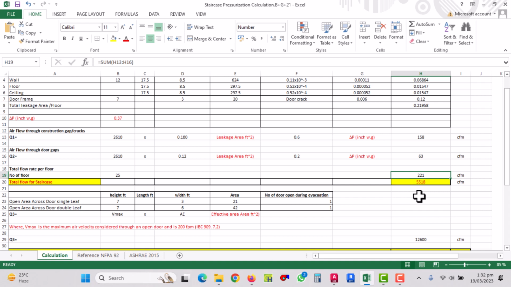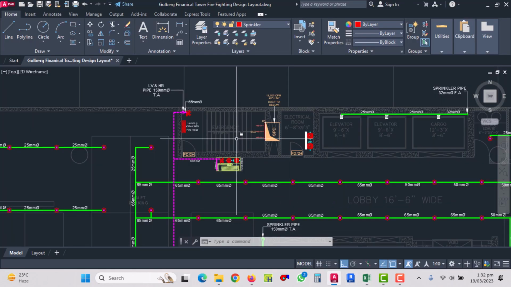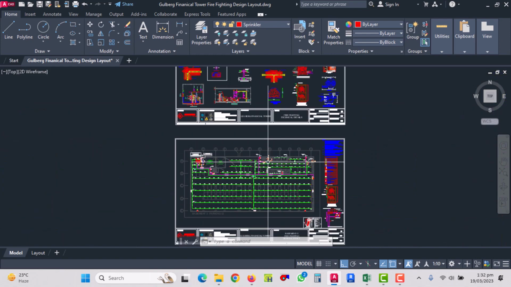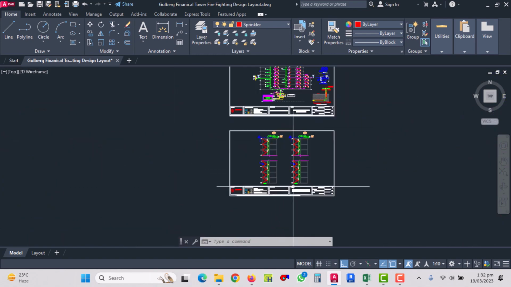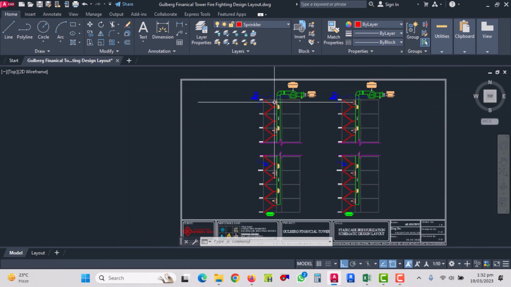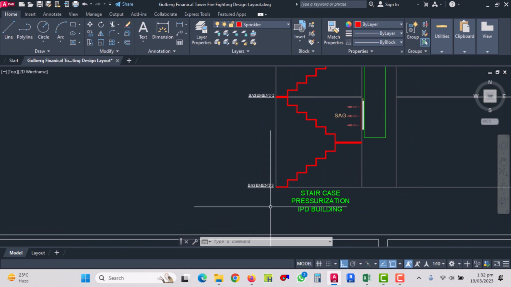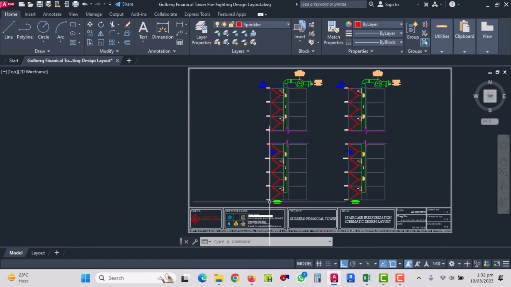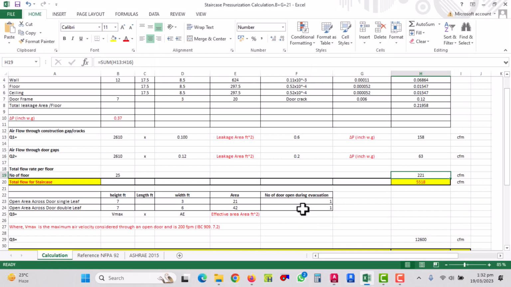This is the CFM through the leakage area of door and construction elements like wall, ceiling. This is the 221 per floor. This is only for this floor, but we don't need it for one floor. We pressurize the whole stairwell, from the top to the bottom. We need to pressurize all these floors, from basement number 3 up to 21.